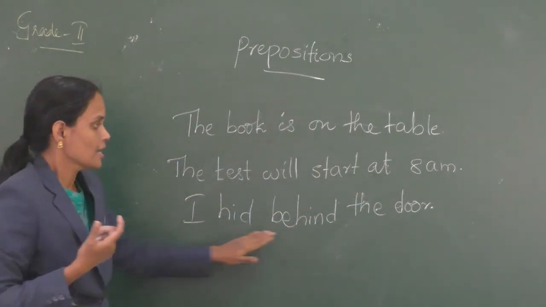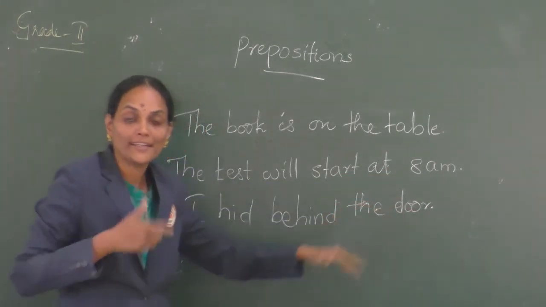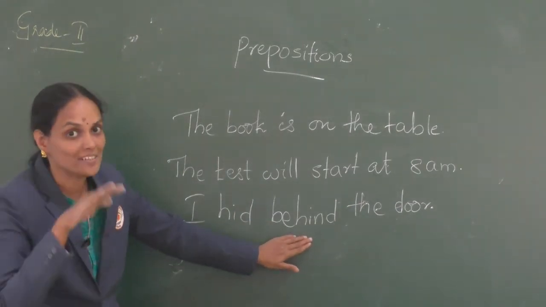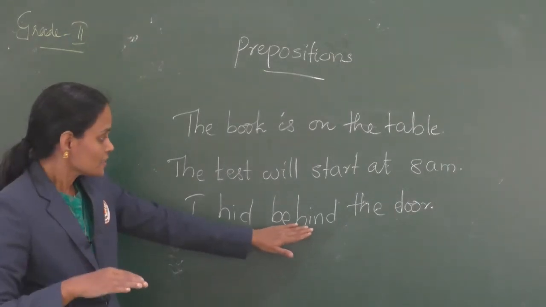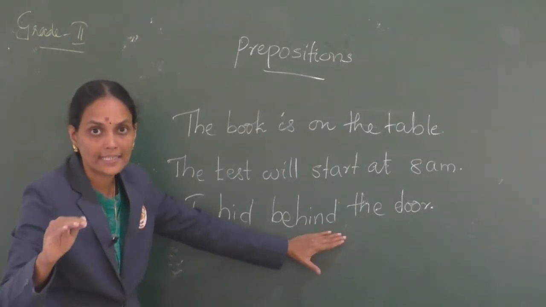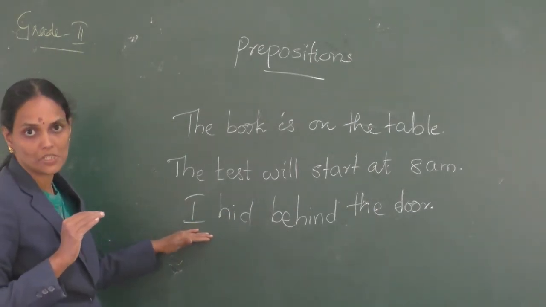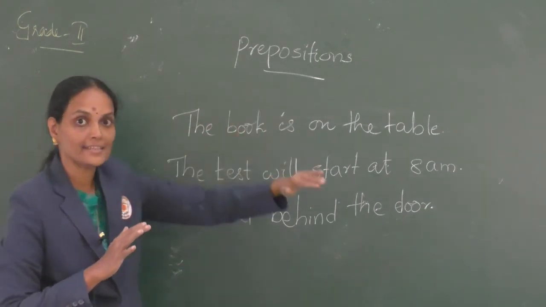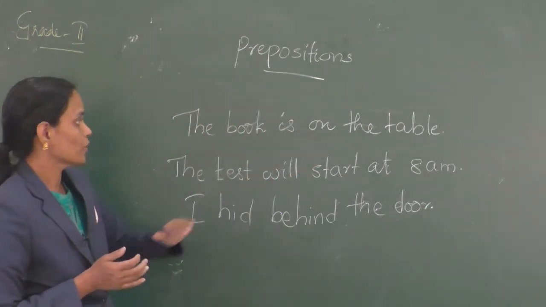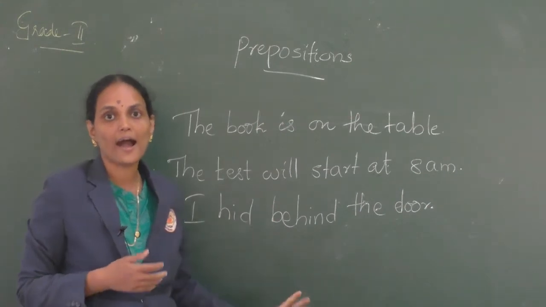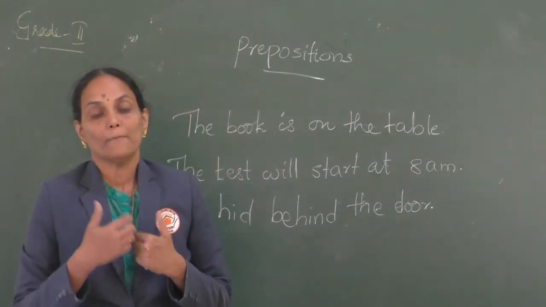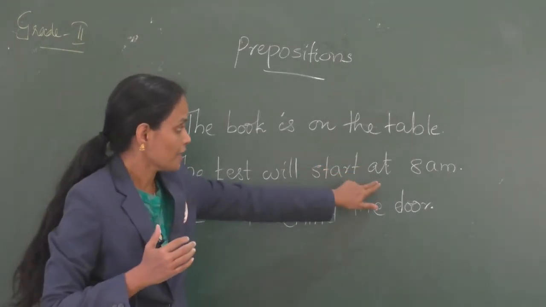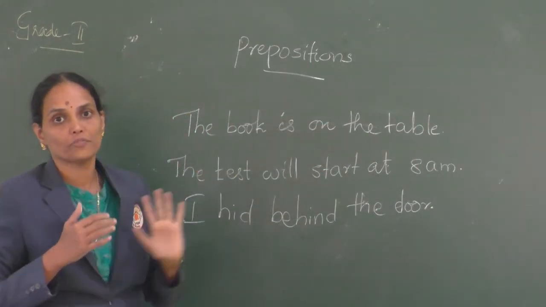Third one, I hid behind the door. Where did I hide? I hid behind the door, not under the table. Right? So again, the word behind indicates the position of the subject I. Where is I now? I is behind the door. So these words on, at, behind, after, before, beside, all these prepositions indicate time and the position of the object.